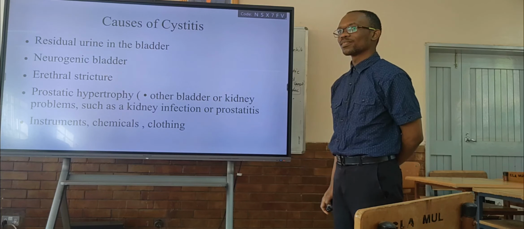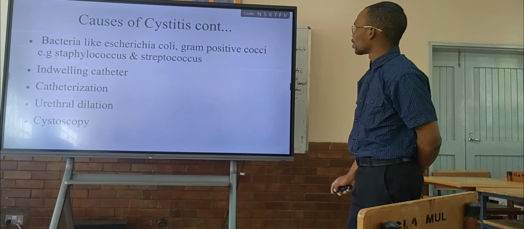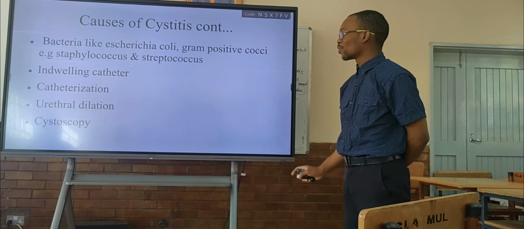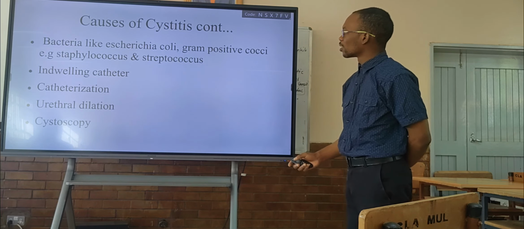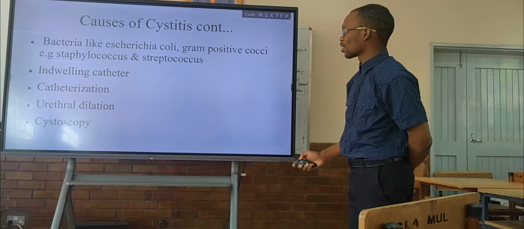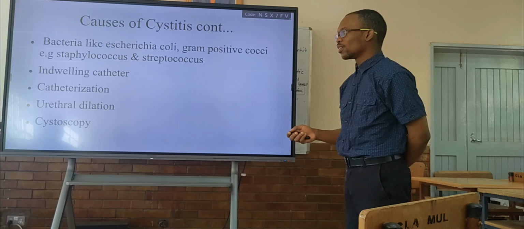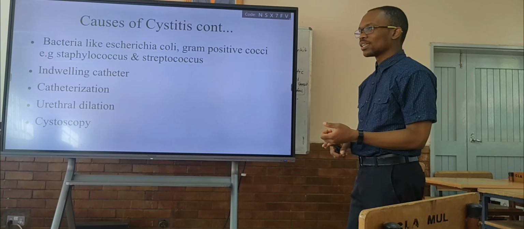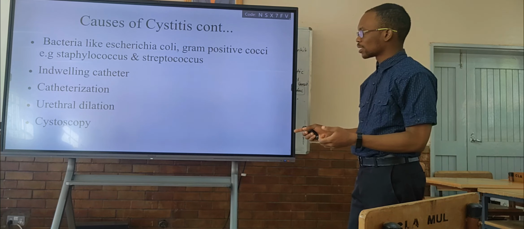Cystitis can be caused by bacteria like Escherichia coli and gram-positive cocci. And then you have the indwelling catheter. With an indwelling catheter, you might find issues of emptying and sterility, with the same characterization.